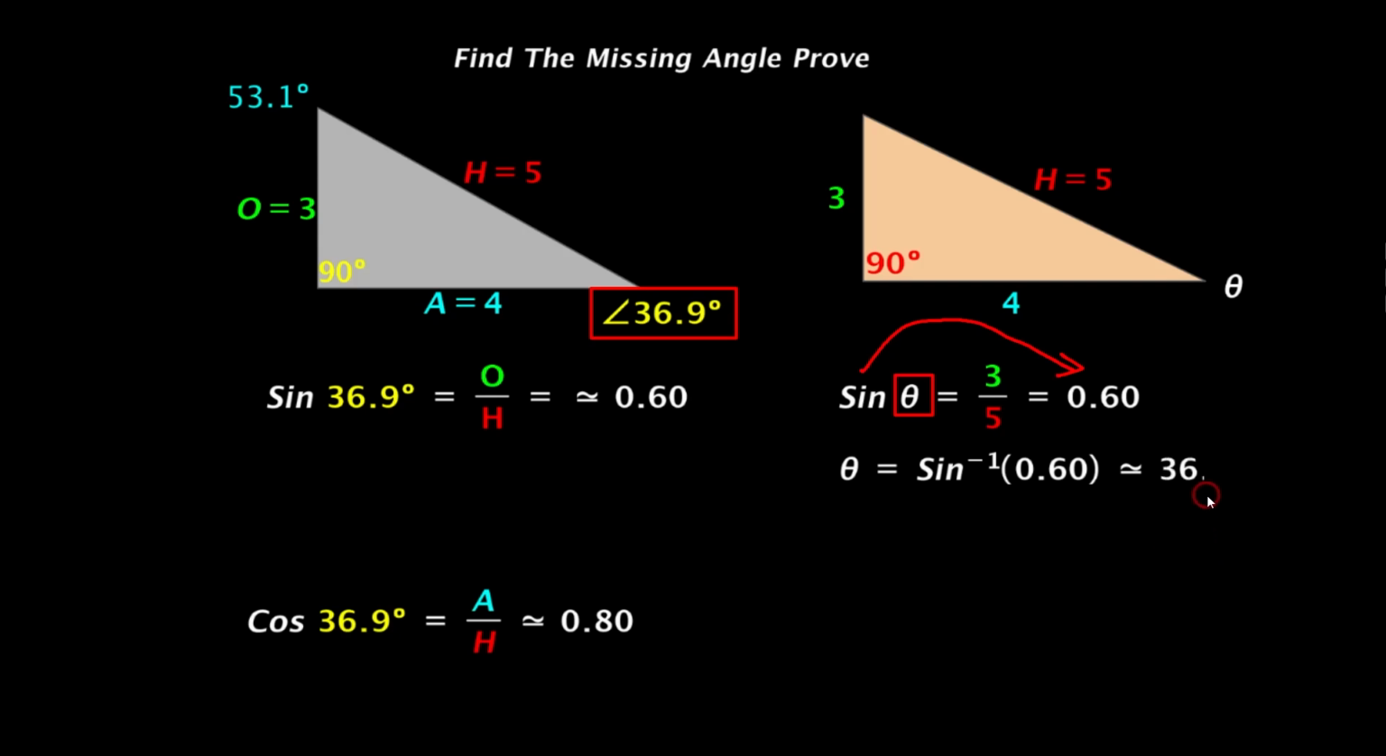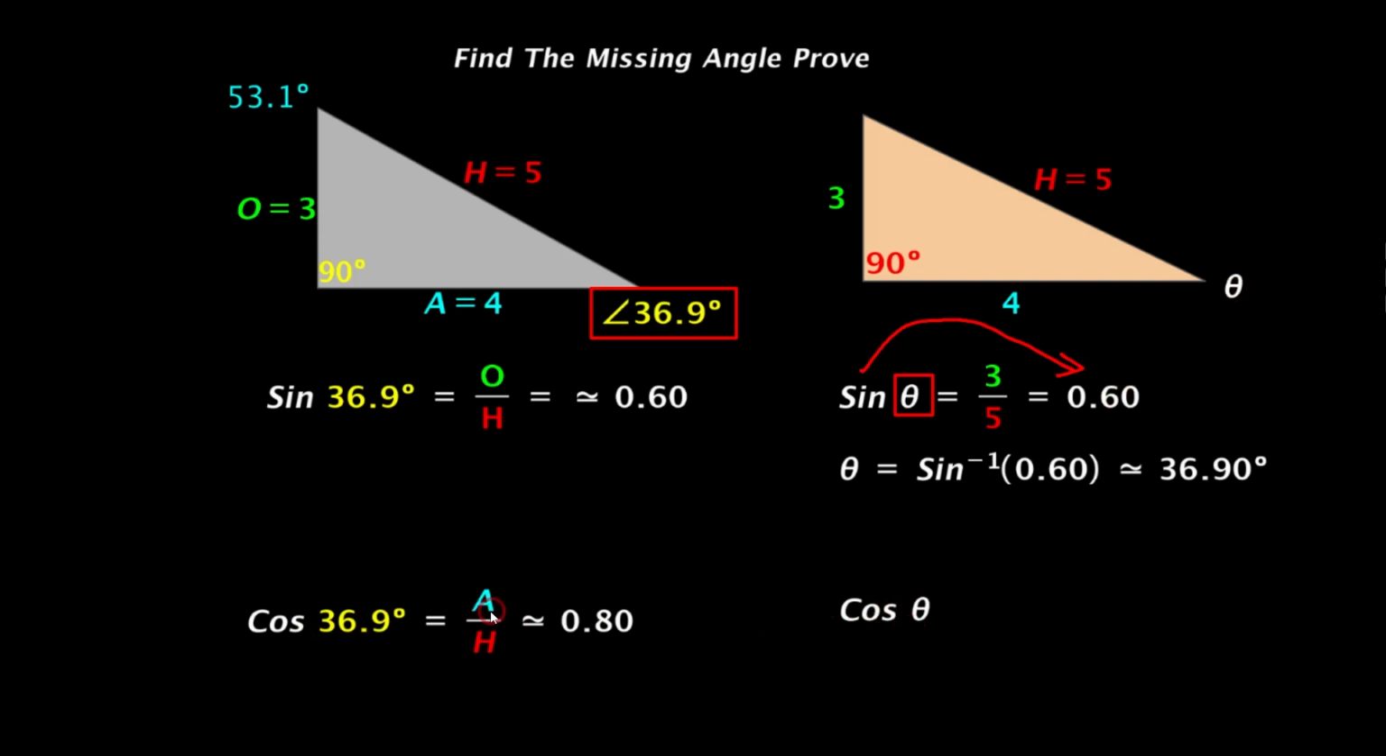So we have seen the proof. To find the missing angle, we know the answer from the left side, and we have found the missing angle on the right side. We take the inverse of sine of the value to get the angle value, and we use the calculator for that. Next example, we would like to find the same theta using the cosine ratio.